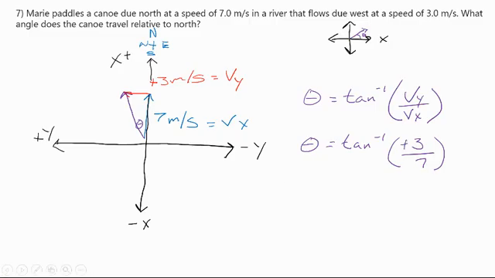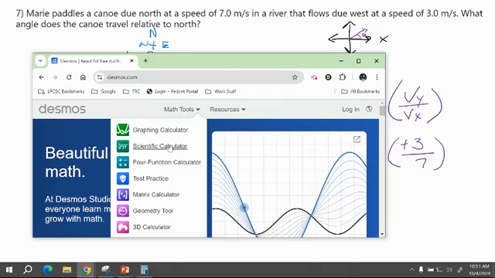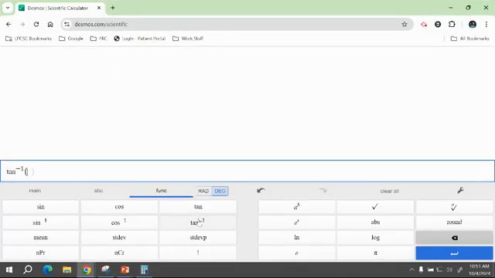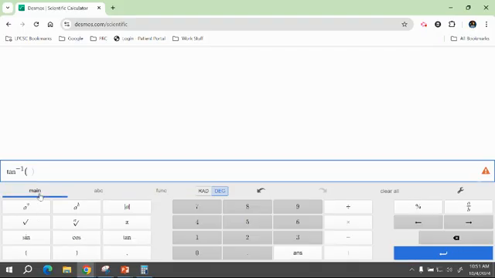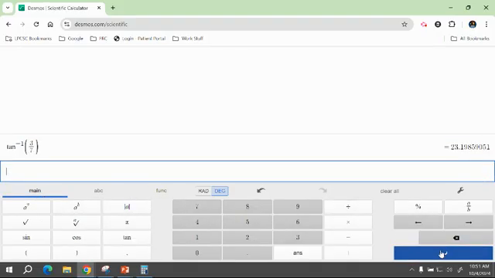That's where I was getting to. It just took me a second to get there. All right, so now let's plug this in our calculator. We'll use the scientific calculator. And if you go to functions and hit arctan, and I'm just going to do, what was it, 3 over 7? 3 divided by 7. It's about 23.2 degrees.